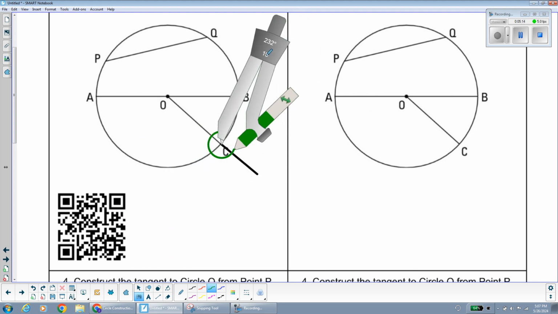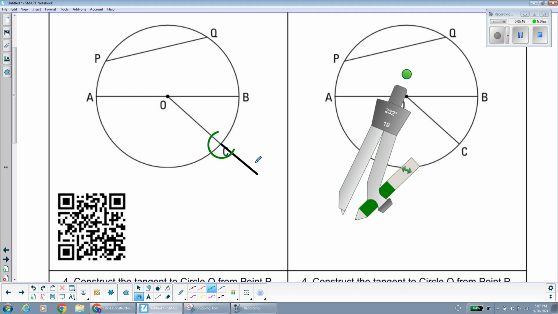As you can see here, if I didn't extend the line at the beginning, it would have been very difficult for me to see the second intersection point. When you're doing constructions, you can always use your straight edge to extend your line slightly if it will make your construction a bit easier. Okay, so here we have our two intersection points.